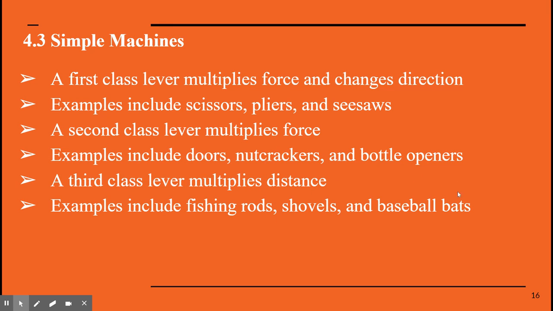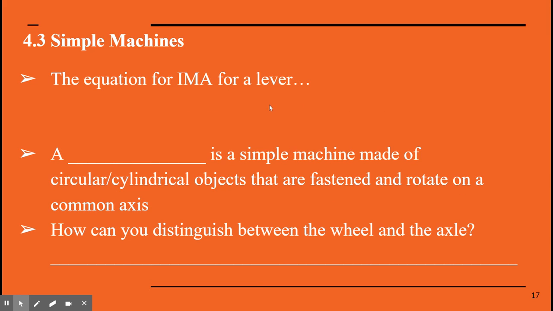Fishing rods, shovels, and baseball bats. Fishing rod, it all rotates from the reel. Shovel, it pivots around whichever part you're holding on to. And if you're sticking it in the ground, it'll pivot from the ground. Baseball bat pivots from the knob of the bat. IMA for a lever. It's a really big equation, and the slides weren't all about me putting it in here, so check your book for this one. But it's a lot of words.